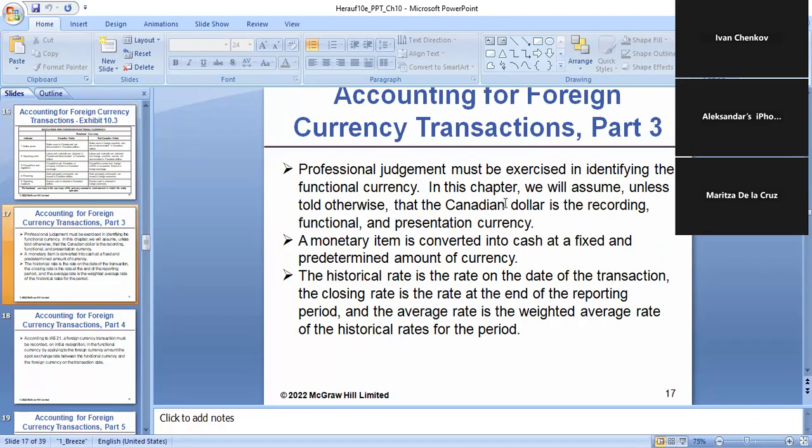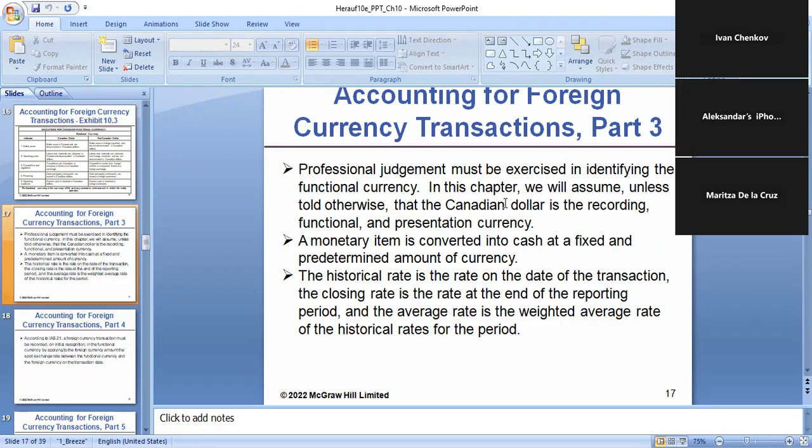Obviously, we have to exercise professional judgment. Which professional judgment? That will be your professional judgment. You'll be the one who's going to tell which one it is. It's important to note the Canadian dollar is the recording, functional, and presentation currency. In this chapter, that's what we're going to do. We're assuming the Canadian dollar is the recording, functional, and presentation currency.